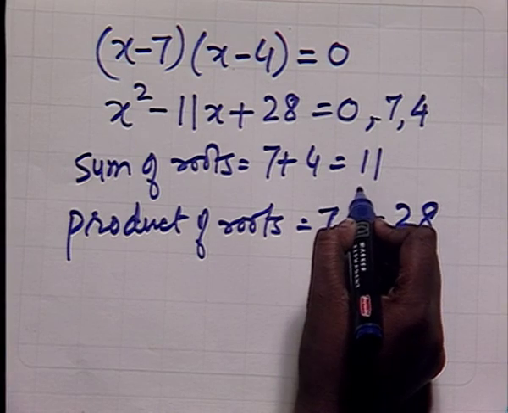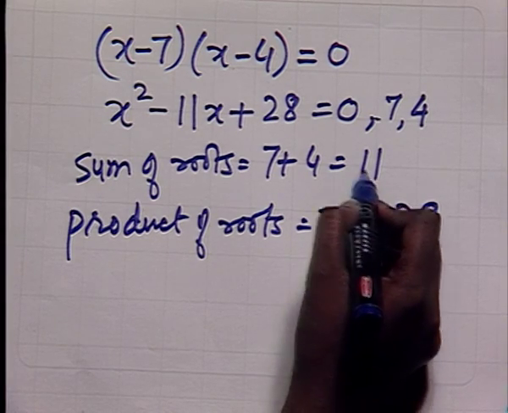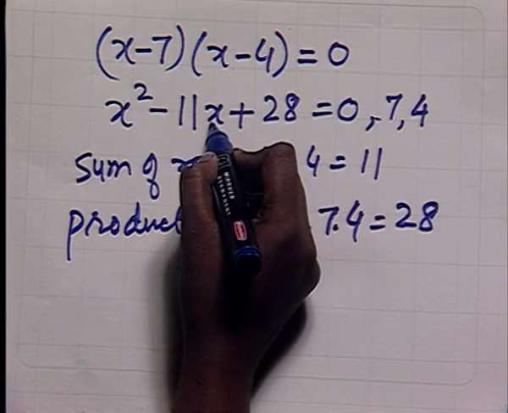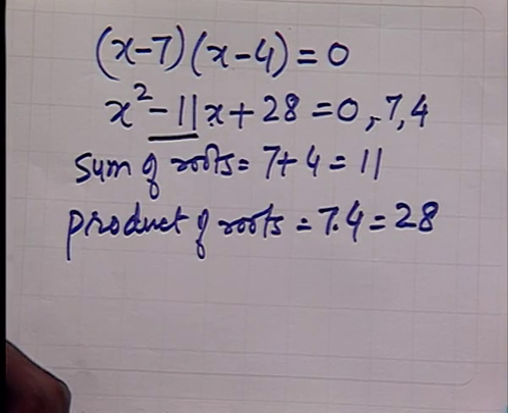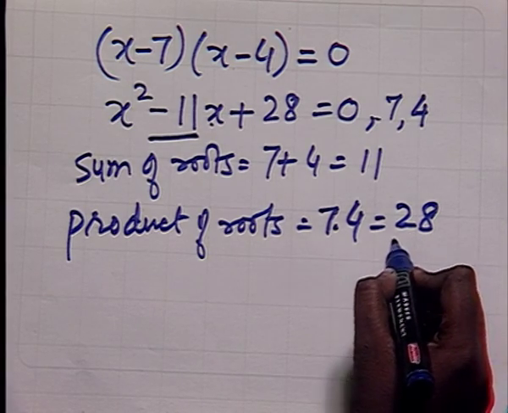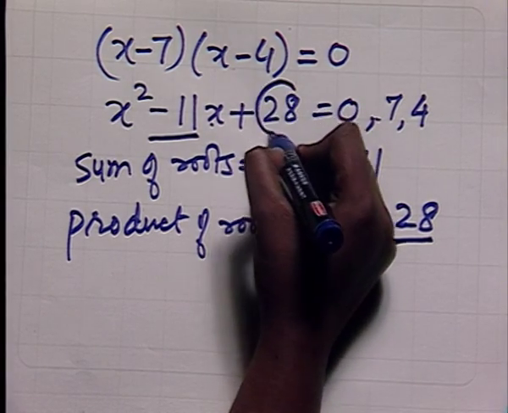What do we observe? We observe that minus times the sum of the roots here is the coefficient of x, and the product of the roots, that is 28, is again the constant term here.